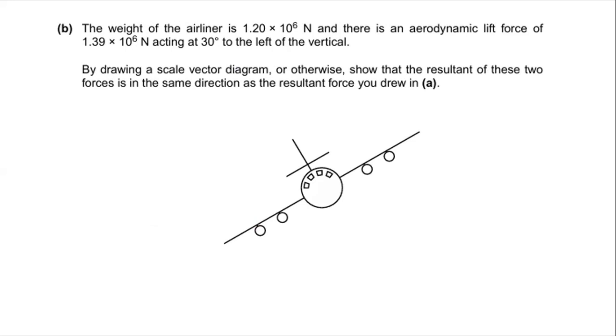By drawing a scale vector diagram or otherwise, show that the resultant of these two forces is in the same direction as the resultant force you drew in A. Okay. So this is the lift, 1.39 × 10^6 Newton. And the weight is 1.20 × 10^6 Newton.